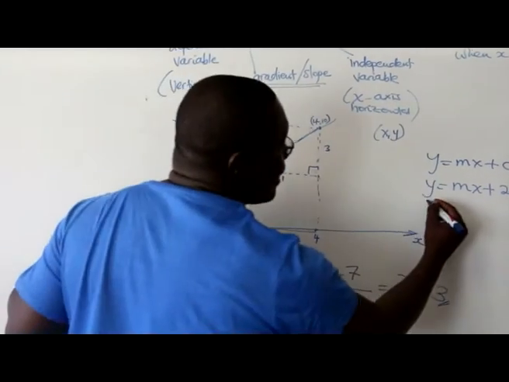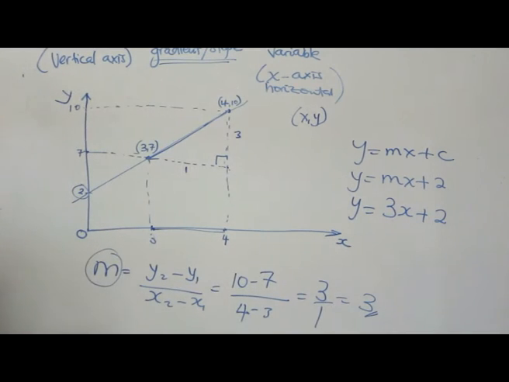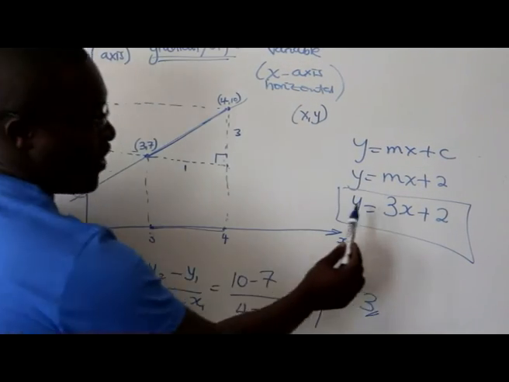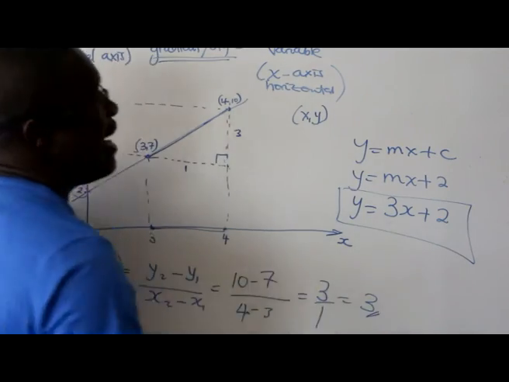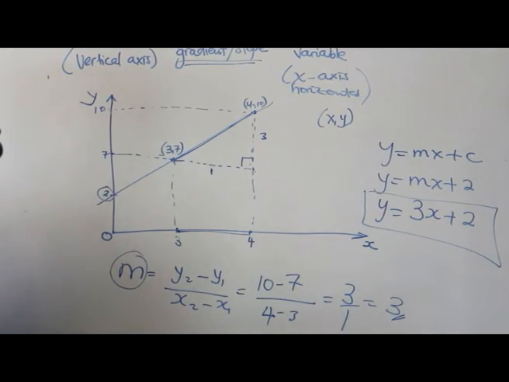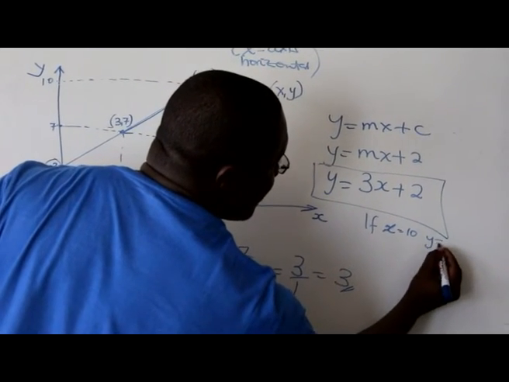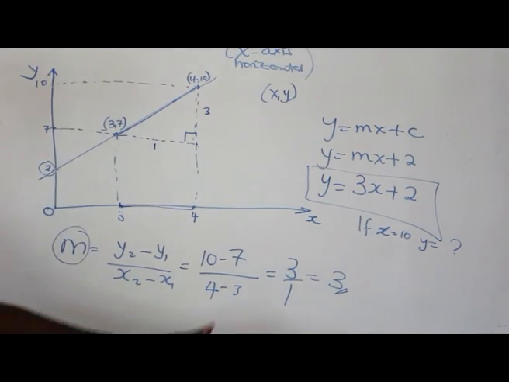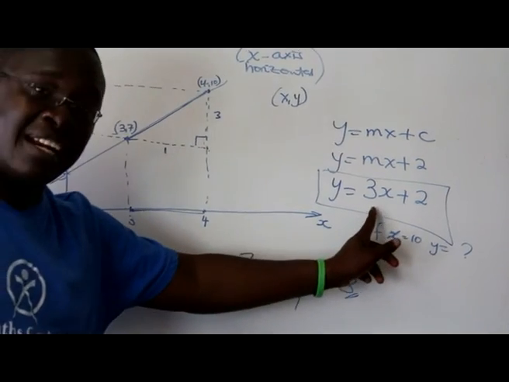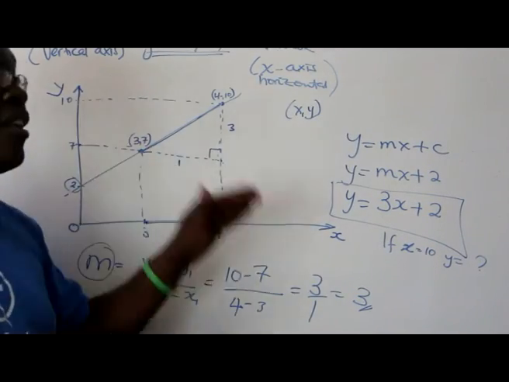So meaning that the equation would be y is equal to 3x plus 2. That's your equation. It's complete now because you know what your gradient is, you know what your intercept is, and now you can predict any point on that graph. Let's say somebody says, if x is equal to 10, what is y going to be equal to? Now, it's just a matter of substituting in that equation because we have found the general equation of the line.